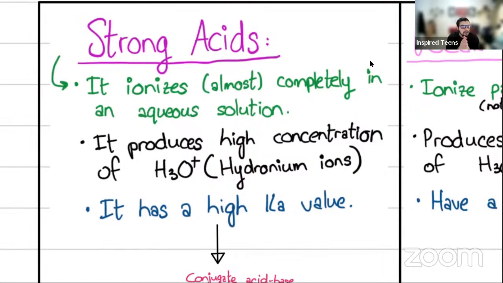Okay, so strong acids ionize completely in an aqueous solution. Ionizes basically means it separates into its ions. Number two, it produces a high concentration of hydronium ions. This producing hydronium ions is actually Arrhenius' theory, which we'll discuss in a bit.